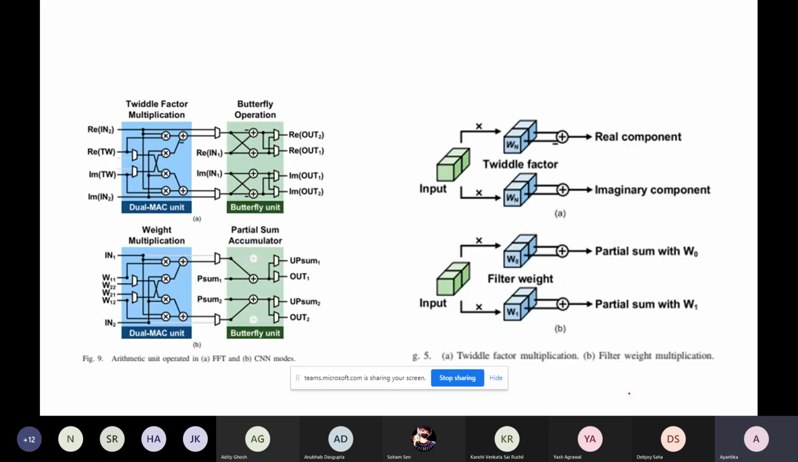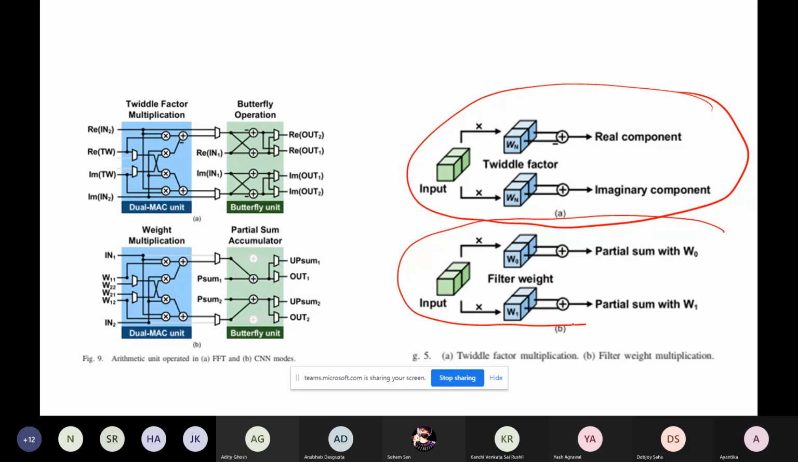You have to do this multiplication with what is called the twiddle factor in the FFT scenario, and the filter weight multiplication in the CNN scenario. So this is the basic motivation for why we choose the DSP as the basic processor when we are talking about CNN-type implementation.